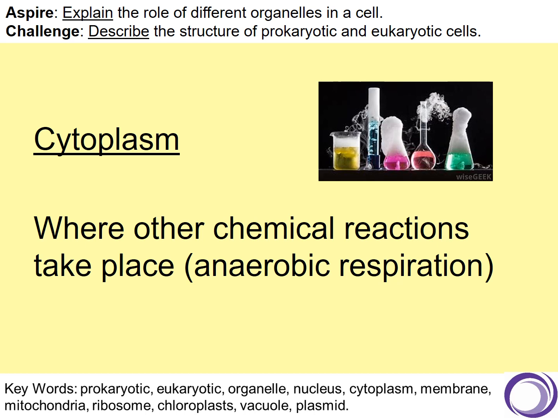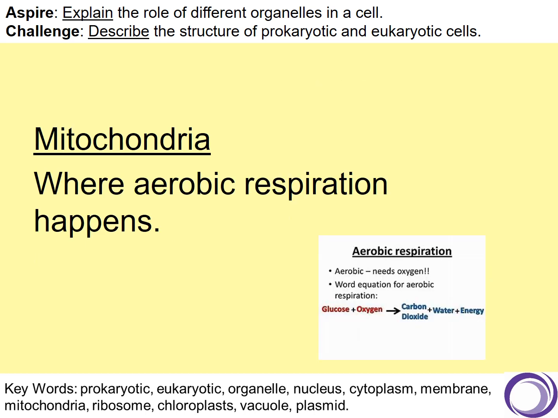Cytoplasm. This is where other chemical reactions take place. Now there's one chemical reaction that you can't mention, and that is aerobic respiration. But if you're ever asked for an example, it's usually pretty rare, but you can say anaerobic respiration takes place in the cytoplasm. It's the liquidy part of the cell, the main part of the cell really, and it's all around the outside. It's all the bits that hold it in there.